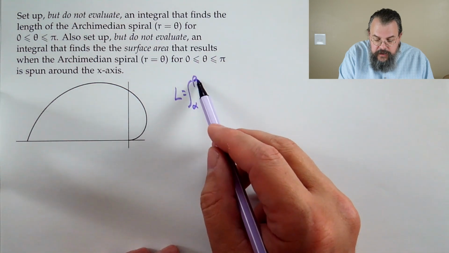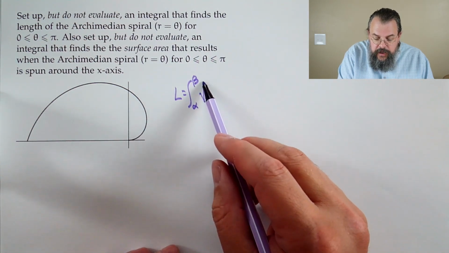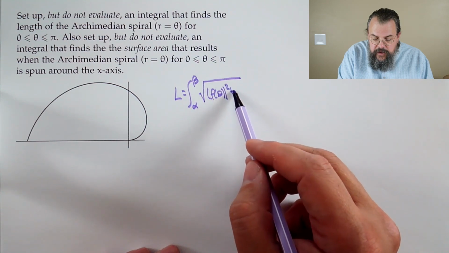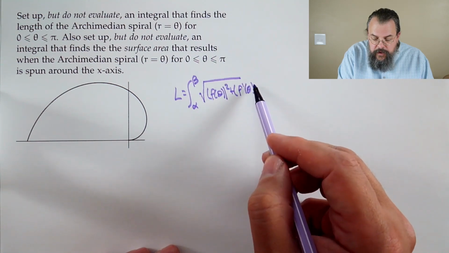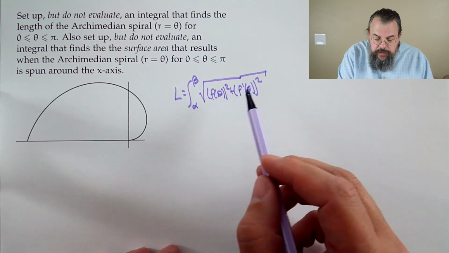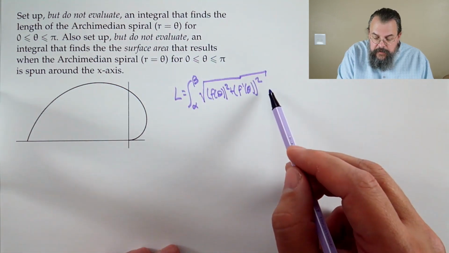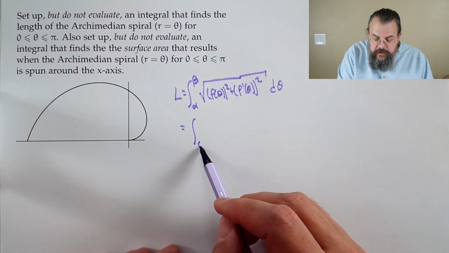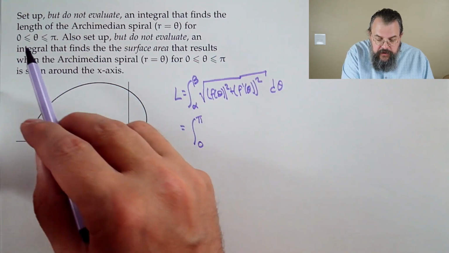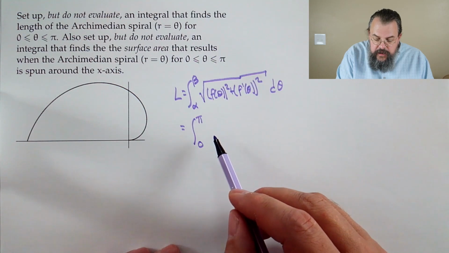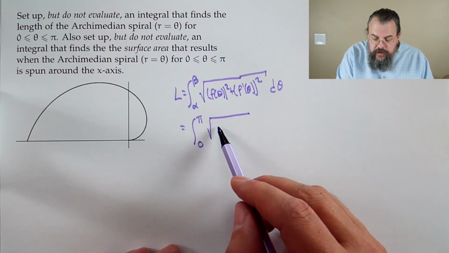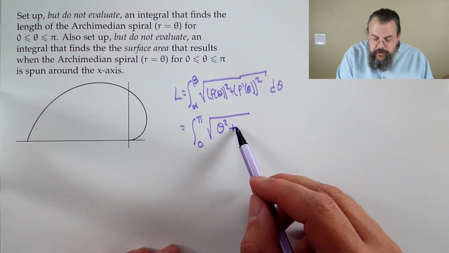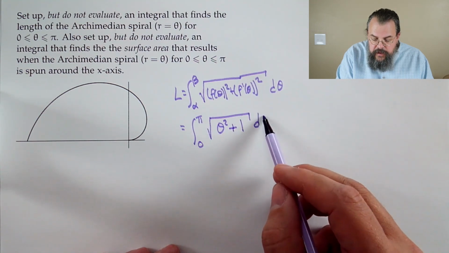start to finish, and then it'll be the square root of your function squared plus the derivative of your function squared. Well, in our case, our function is simply theta, r equals theta. So that makes it integral 0 to pi, because that's where our bounds are. And then we have the square root of theta squared, and the derivative of theta is 1. 1 squared is 1, d theta.